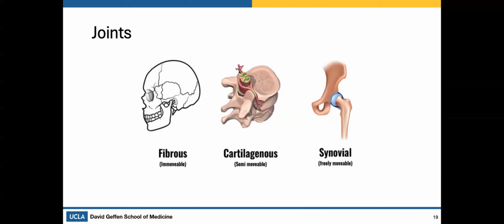Cartilaginous joints are mostly stable but allow for some movement. They are held together by cartilage, like the discs that separate the vertebrae. And lastly, synovial joints. These joints are freely movable and are the most common type of joint in the body. They're surrounded by a capsule of fluid known as synovial fluid, which lubricates the joint and allows for the joint to move. Examples include the shoulder, the elbow, the hip, and the knee.